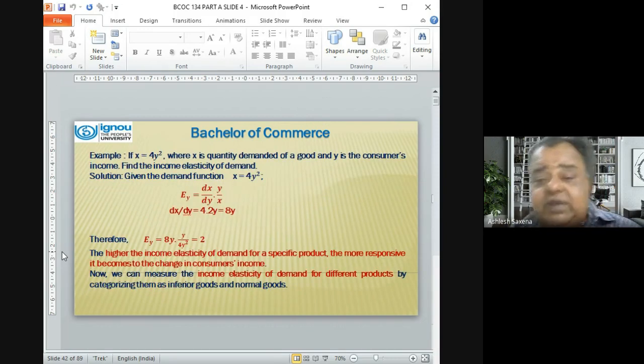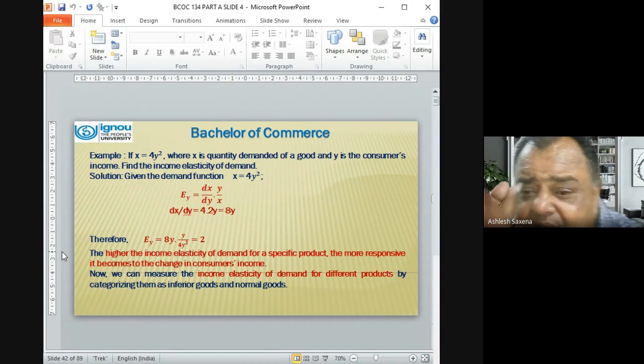Now we will see to it. If x is equal to 4y square, where x is quantity demanded of a good and y is the consumer's income, find the income elasticity of the demand. Pick up the problem. It is x is equal to 4y square.